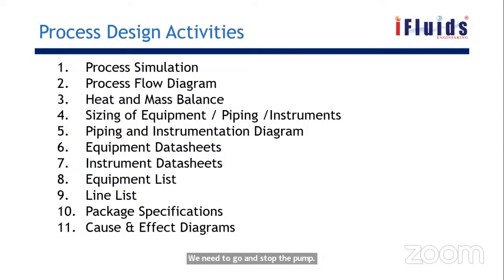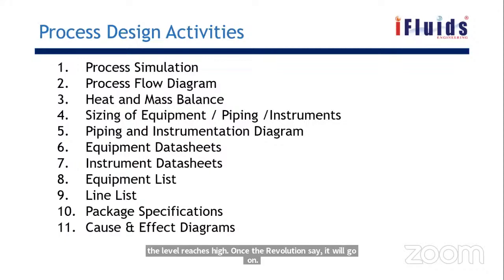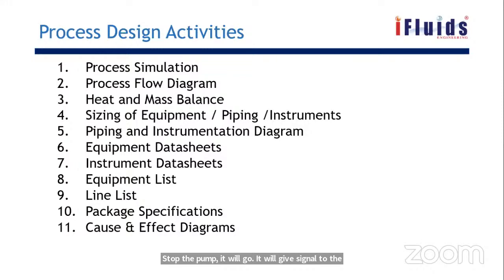Nowadays in apartments, that conventional system is not needed. There is a digital system in the apartments. In the water tank, they put level sensors. Once the level reaches high, it will go and stop the pump. It will give a signal to stop the pump electronically. No need to go and manually stop the switch.